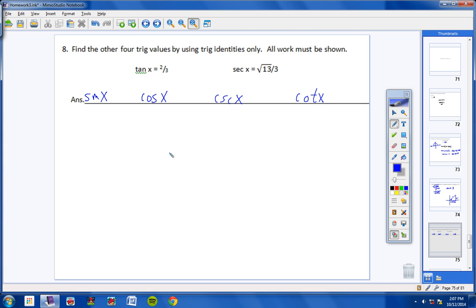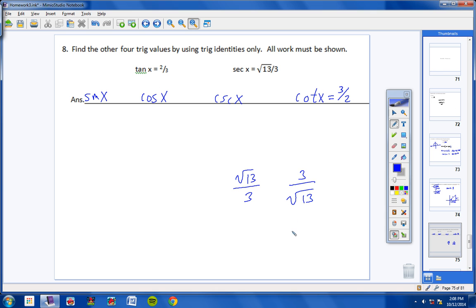Okay, so here we go. Well, first of all, cotangent should be pretty easy. Cotangent is the reciprocal of tangent. So if tangent of x is 2/3, then the cotangent of x would be 3/2. There we go. And same thing with cosine here. If secant of x is square root of 13 over 3, then if I reciprocate that and flip it over, I'll get the cosine. So I get 3 over square root of 13.